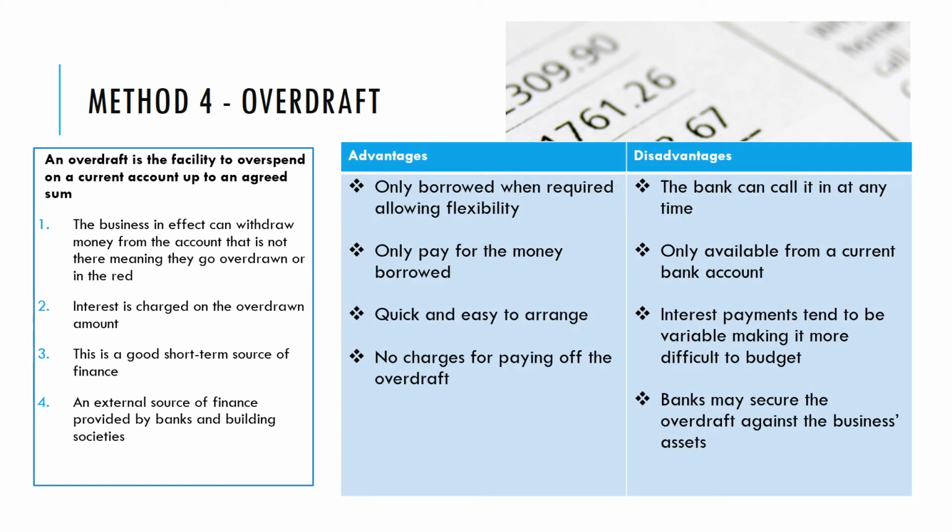Some advantages: well, you only borrow when you actually need the money. Quick and easy to arrange, generally speaking, with most banks. However, on the flip side, your interest is normally variable, making it more difficult to budget because it depends how far into your overdraft you go.